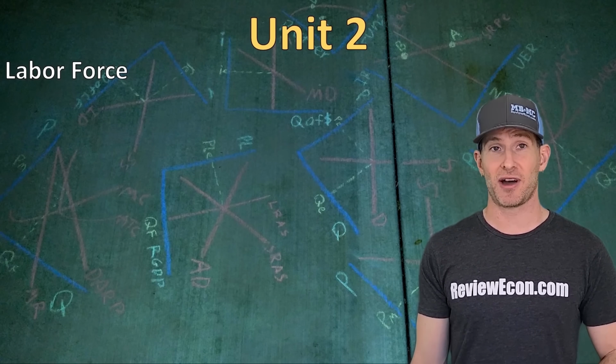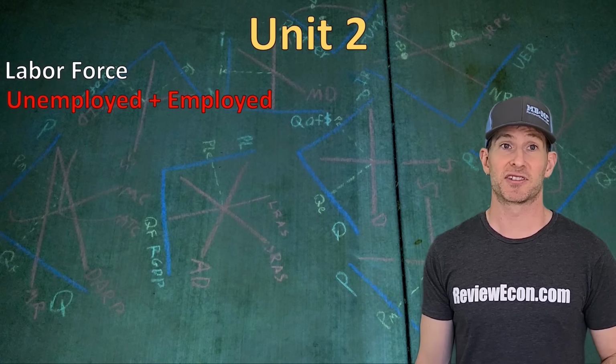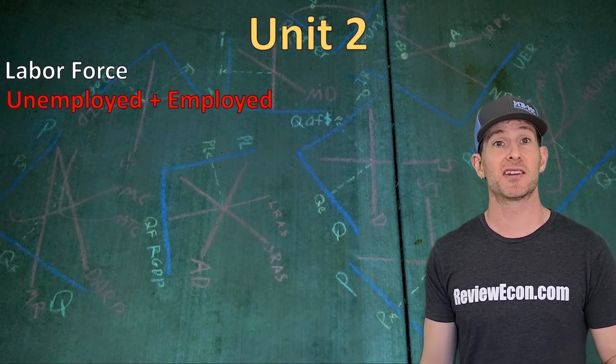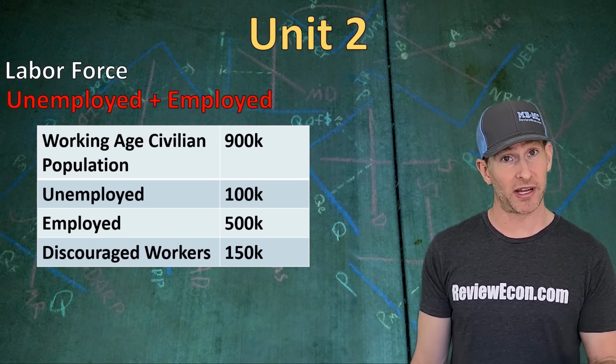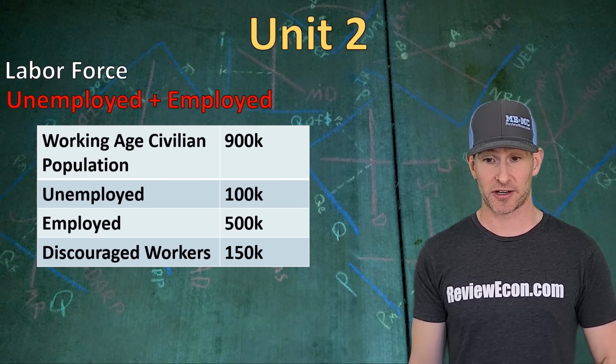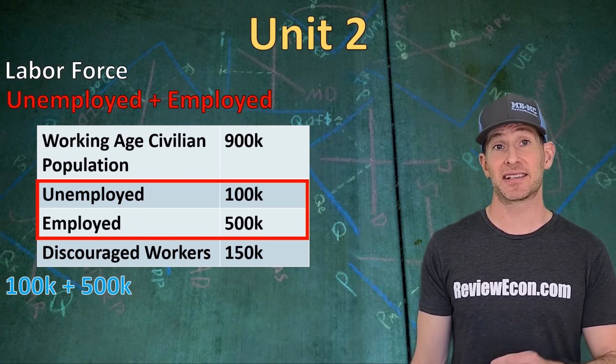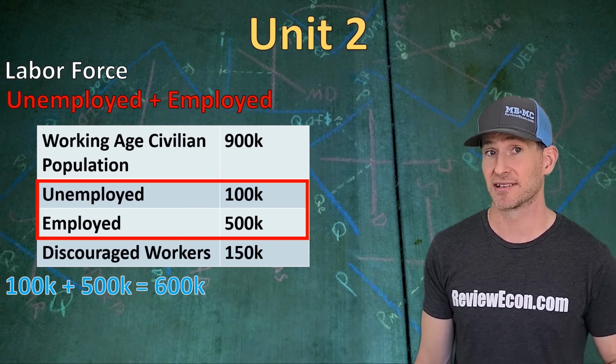First of all, we need to know how to calculate the labor force. The labor force is the number of unemployed people plus the number of employed people. Remember, unemployed people are people who are not working and actively looking for work. Add those together and that gives us 600,000 workers in this country's labor force.